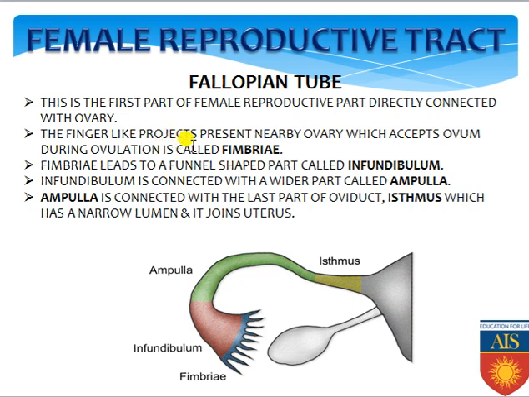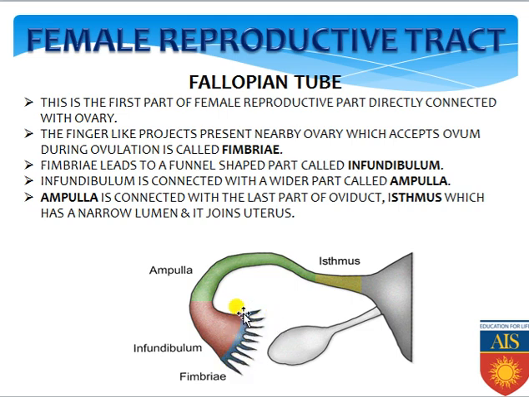The finger-like projections, which you can see here, are projected towards the ovary and are responsible for accepting the ovum when ovulation takes place. These specific finger-like projections are commonly known as fimbriae.